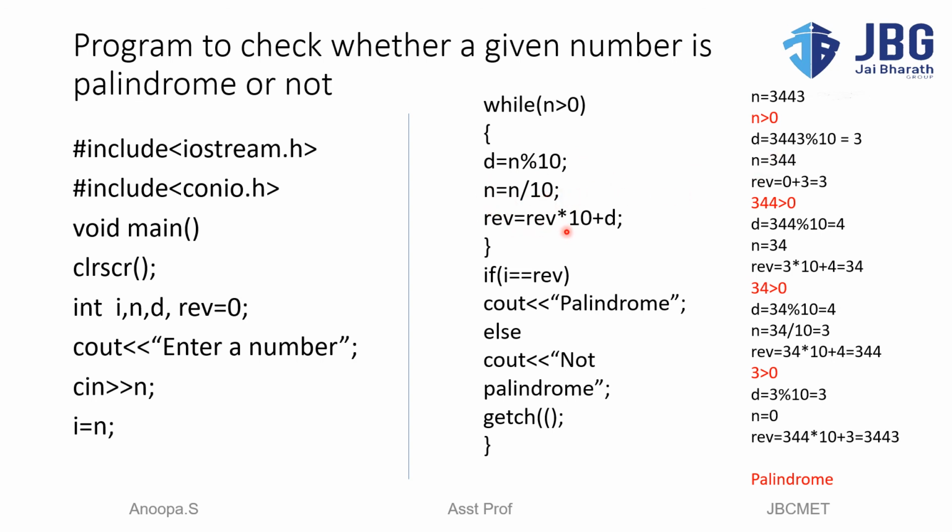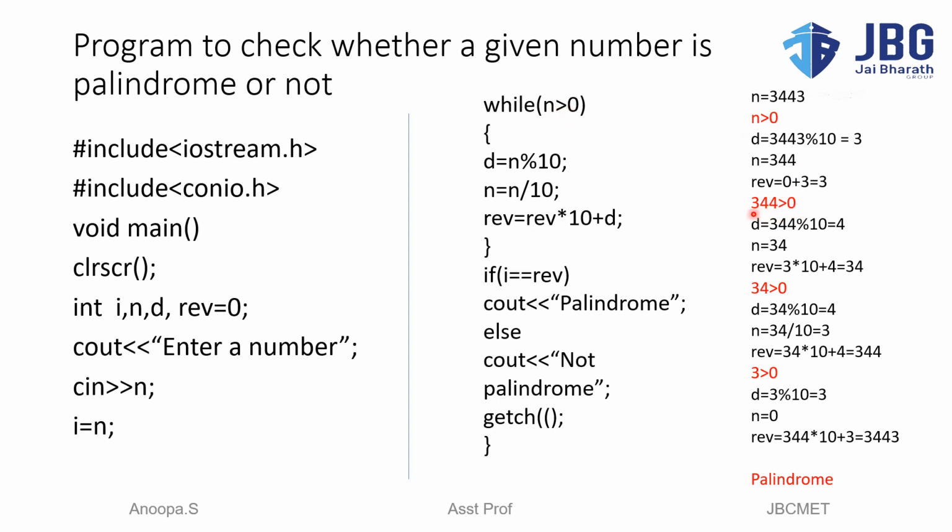Then reverse equal to reverse into 10 plus d. Why I did this is, from next time I have to compare only 344. For that I am doing the division. Then reverse equal to reverse into 10 plus d. So reverse initially is 0, so 0 into 10 is 0 plus d. d is now what? 3. So I got 3. Okay, then while n is greater than 0, I should perform this. Since we have n equal to 344, this check is true. So 344 is greater than 0.